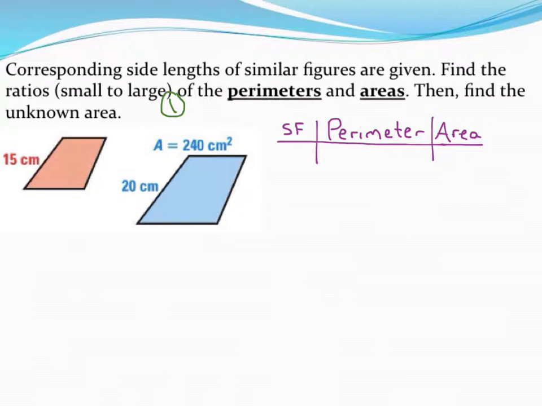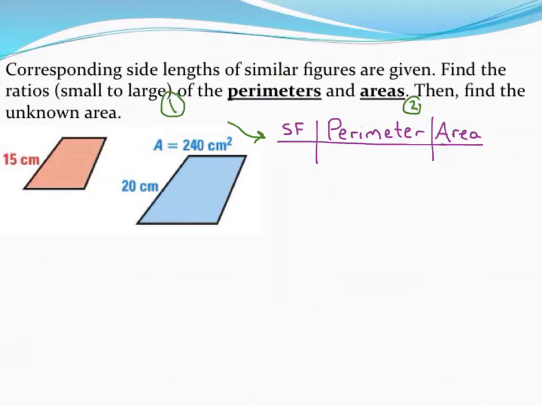Now, even if they didn't ask us to do that, what I will always recommend you do in one of these problems is begin with one of these charts where we identify all of the different ratios we have to use. That's going to be really helpful for part two of this when they ask us to find a missing area or missing perimeter or whatever. So always begin with a chart even if they don't ask you to.